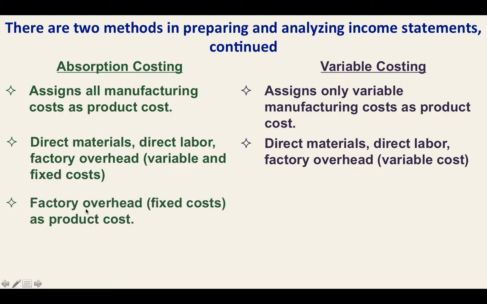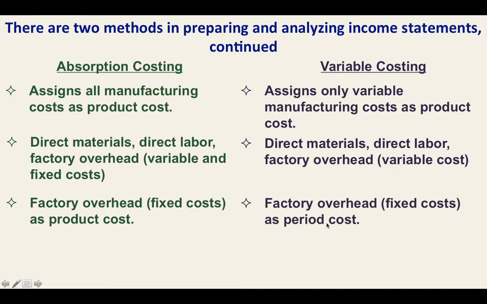So, yung factory overhead na fixed cost will be part of product cost under absorption costing. I just want to emphasize. Okay? Yung fixed cost na yan, na factory overhead, is part of product cost. Whereas sa variable costing, yung factory overhead na fixed cost, hindi siya product cost. Magiging period cost siya. Magiging part siya ng period cost. We will illustrate that later. Makikita niyo dyan sa illustration natin.